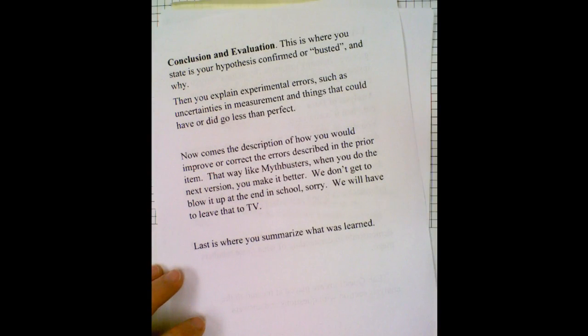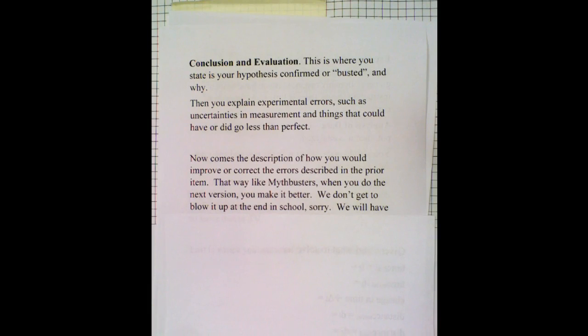Let's see, we can rotate this. There we go. Conclusion, evaluation. This is where you state whether your hypothesis is either busted or confirmed and why. Then you explain experimentals such as uncertainties in the measurement, things that could or did not go well or went less than perfect. Now comes a description of how you would improve or correct errors described in the prior items, the way Mythbusters does. When you do the next version, you make it better. Because the next time you do it, unfortunately, we don't get to blow it up. Sorry, we're in school. We have to leave that to TV. Last is where you summarize what you learn. And you go from there.